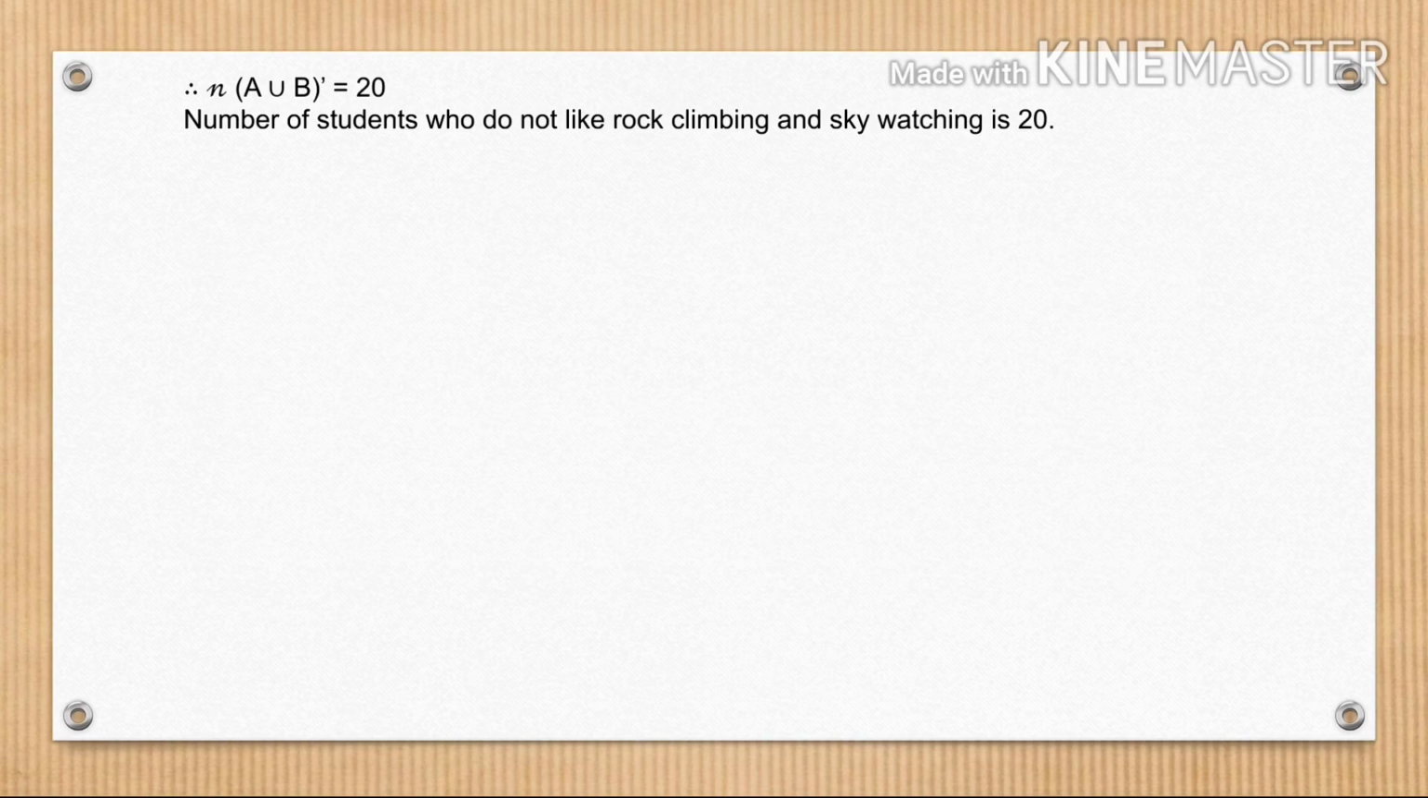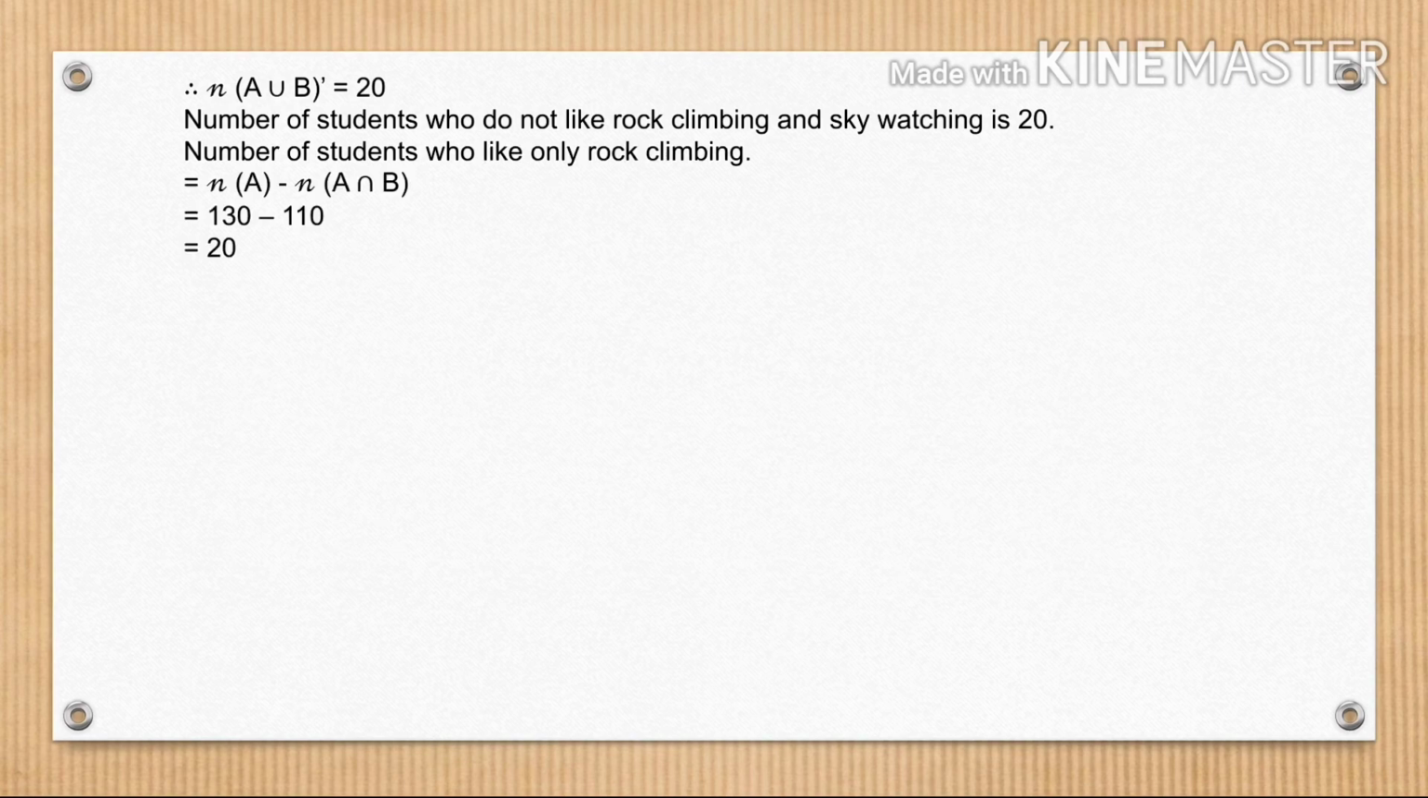This is the first part we finished. Then we have to find the number of students who like only rock climbing. So we subtract the number of students who like both rock climbing and sky watching from the number of students who like rock climbing. That is the number of elements in A minus the number of elements in A intersection B, that is equal to 130 minus 110, which is equal to 20.